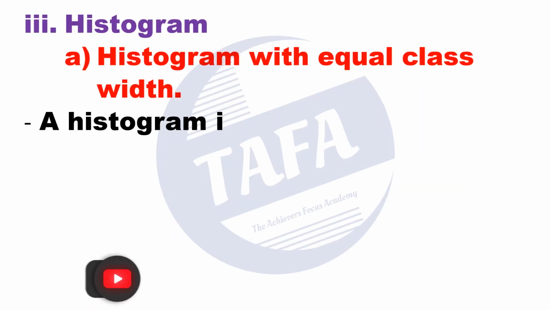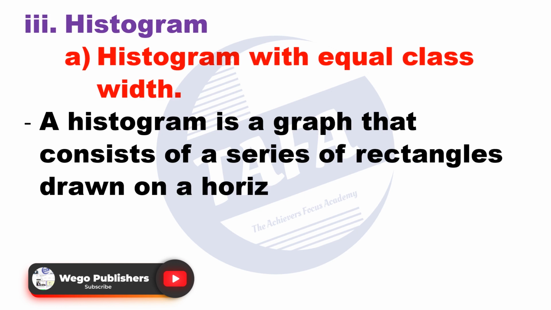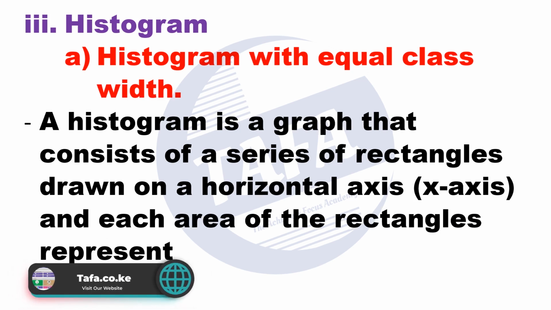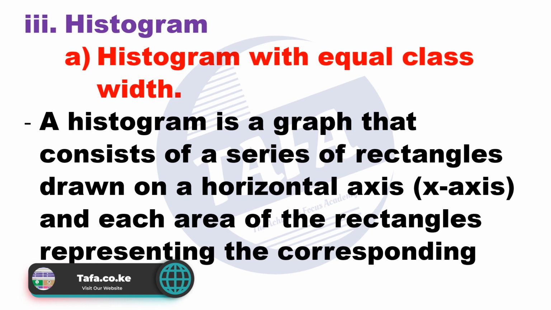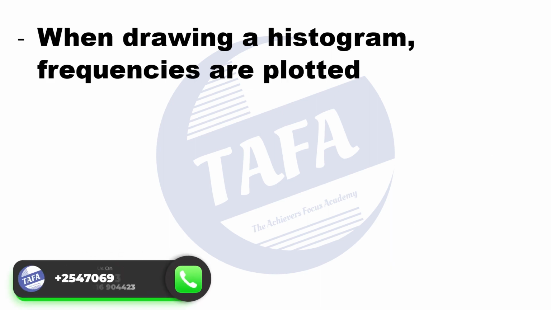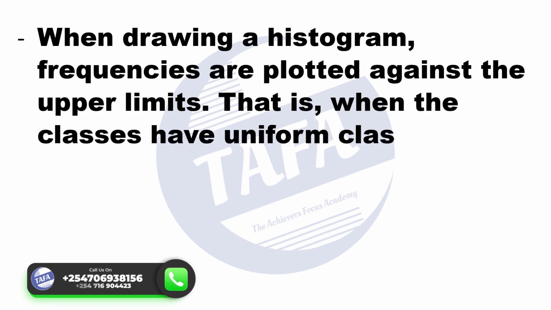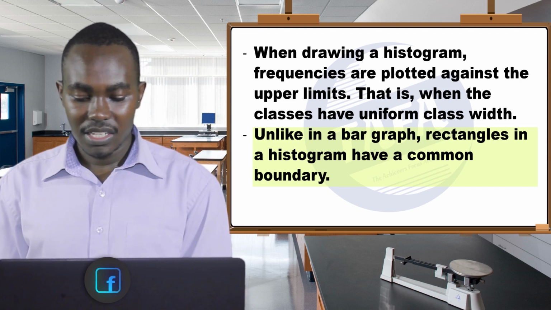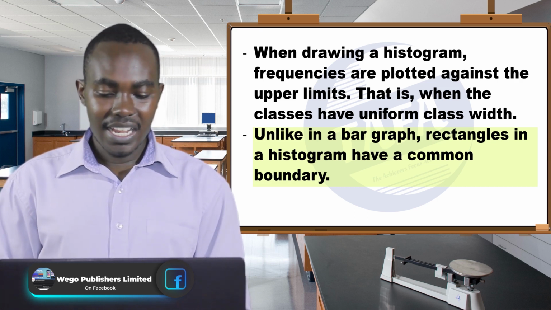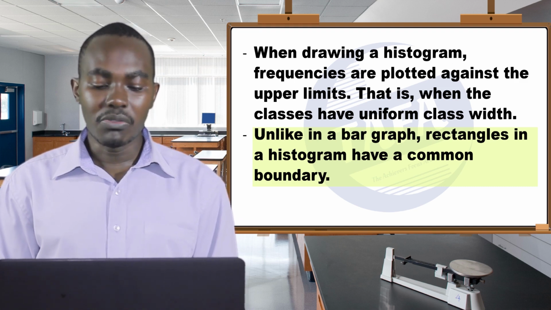So a histogram is a graph that consists of a series of rectangles drawn on a horizontal axis, that is the x-axis, and each area of the rectangles representing the corresponding frequencies. When drawing a histogram, frequencies are plotted against the upper limits. So when the classes have a uniform class width, we can use the frequency against the upper class limits. And something to note, unlike in a bar graph, rectangles in a histogram have a common boundary.